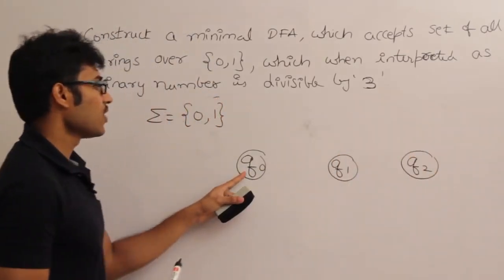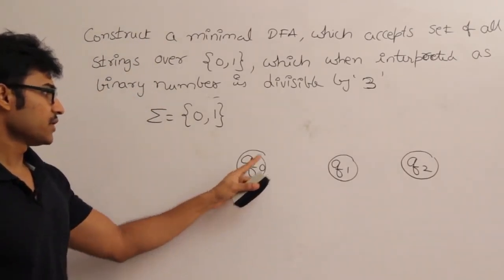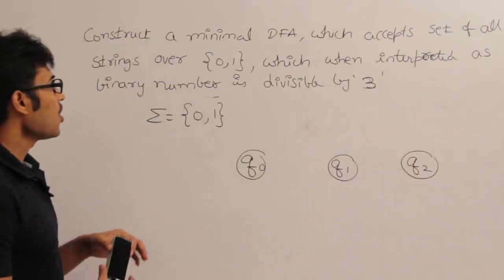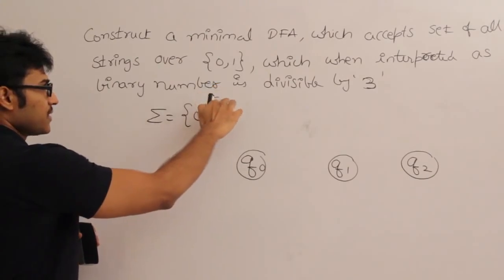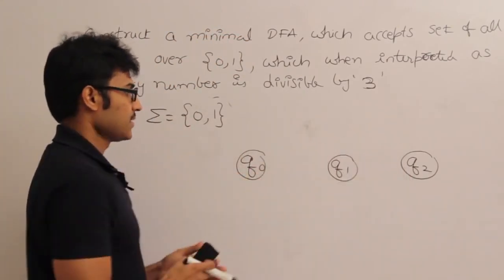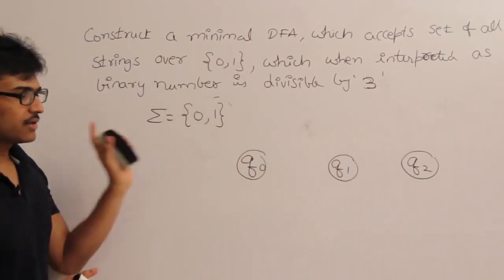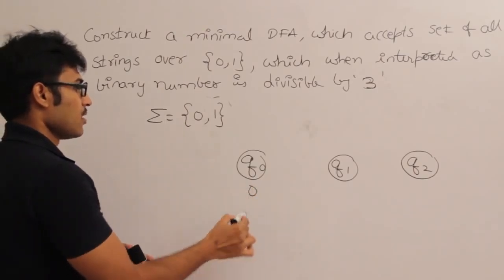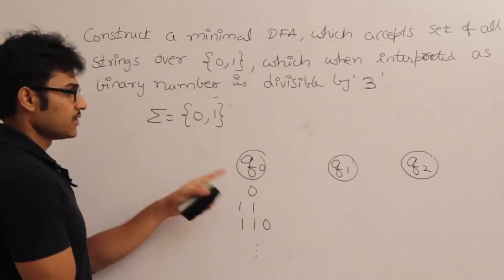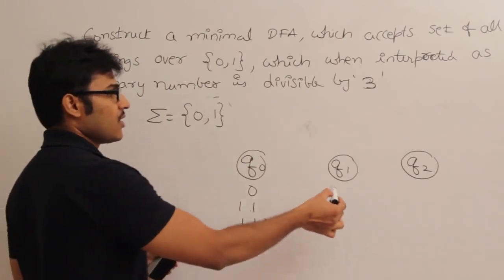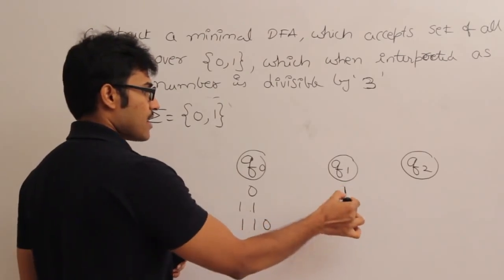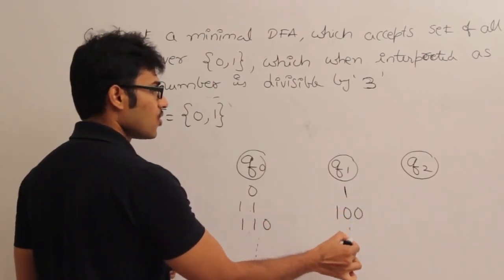Q0 represents the set of all strings which generate a remainder of 0, Q1 the set of all strings which generate a remainder of 1, and Q2 the set of all strings which generate a remainder of 2. So all the strings present in {0, 1}* according to this problem can be classified into 3 classes. One is the strings which generate remainder 0, for example 0, 11, 110, and so on. This is nothing but 0, this is 3, this is 6. And then all strings which generate remainder 1, which is nothing but 1 and then 4, and so on.